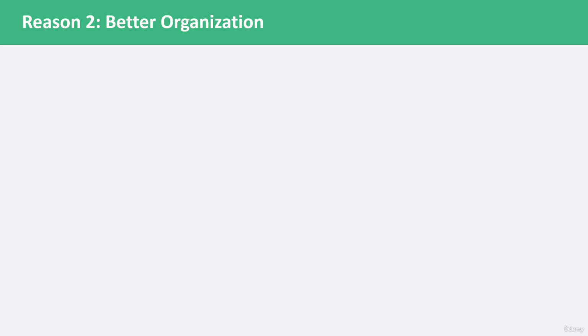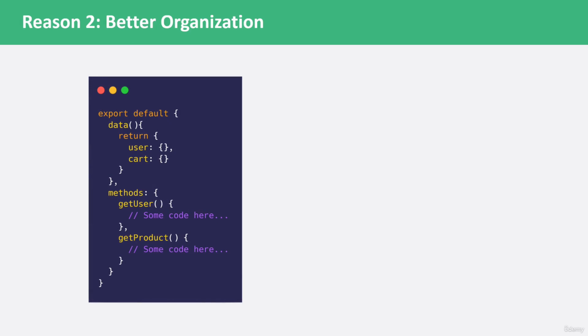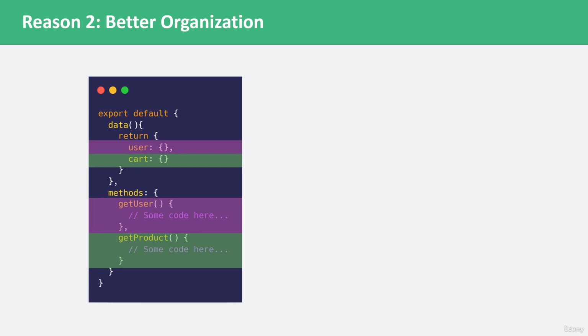A component may have multiple features. Here's an example of a component with two features. We have a property called user and a method for retrieving the user called getUser. There's another property called cart and a method for retrieving a product called getProduct. It's easy to see that the user property and getUser method work hand in hand. The same can be said for the cart property and getProduct method. As you can see, visually, the logic is separated. It doesn't seem like a big issue, but it is when you're working on larger components. You will have to constantly scroll up and down to work on a single feature.